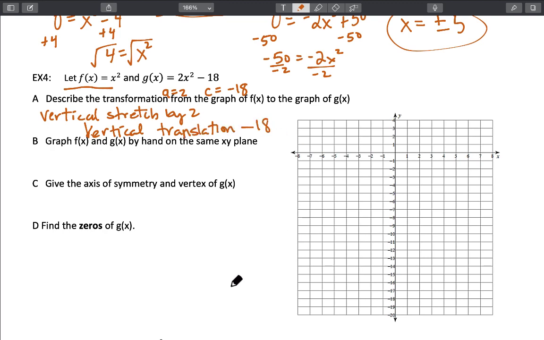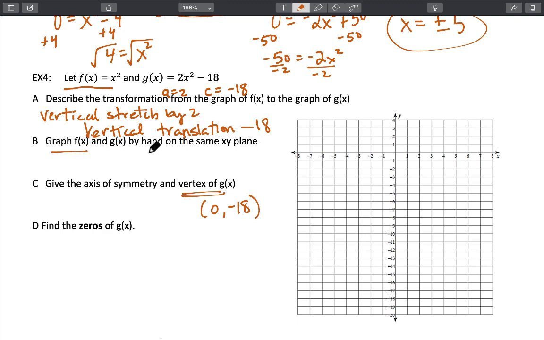All right, I'm just going to write that as negative 18. So you should say down 18, negative 18 is fine. So that means the vertex, I'm going to skip down to this one here, the vertex of this parabola for g of x is (0, negative 18). All right, we'll get to that here in just a second.